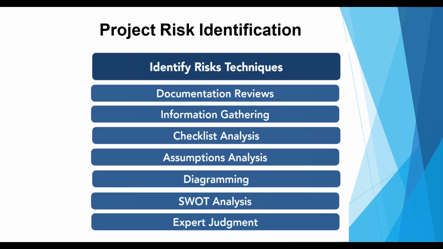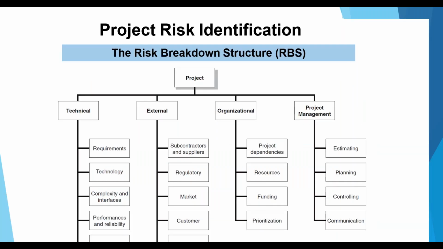The second step is that risk should be identified by using the tools and techniques. There are certain risk identification techniques, like documentation reviews, which is a very simple step, information gathering, checklist analysis, assumption analysis, diagramming, SWOT analysis, and expert judgment. These are the tools and techniques available in the project risk management standard guidelines, so that a project manager can use any of these techniques in order to identify risk. Now, in the next slide, we'll see different types of techniques.